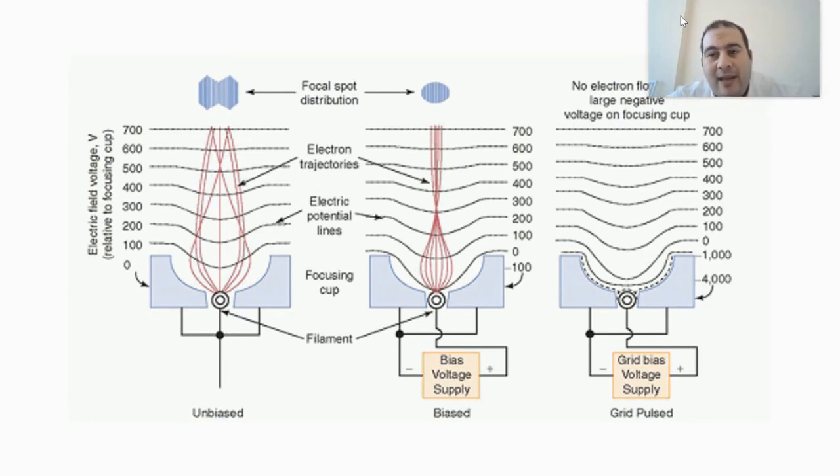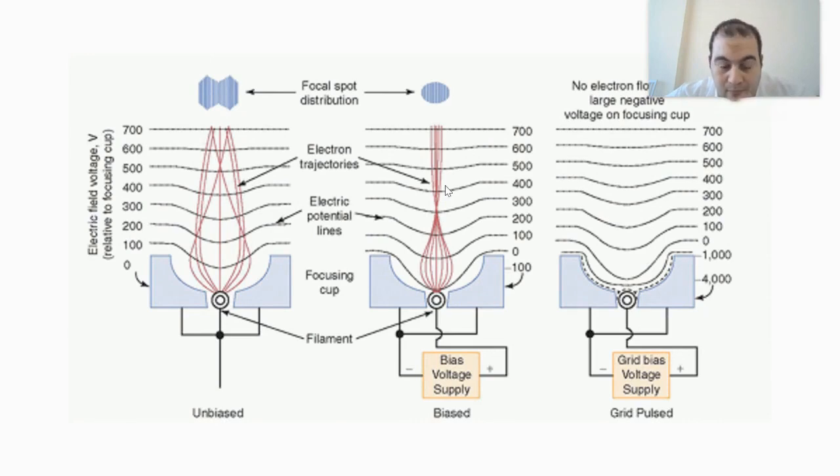The area where the electrons hit the anode is called the focal spot. If the focal spot is broad, it means that the electron beam is wide. However, if the electron beam is narrow, then the focal spot will definitely shrink, as shown here.